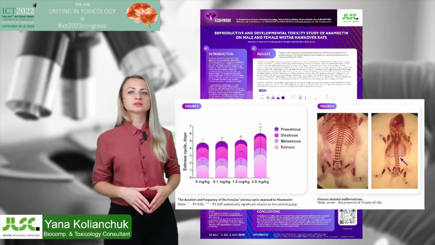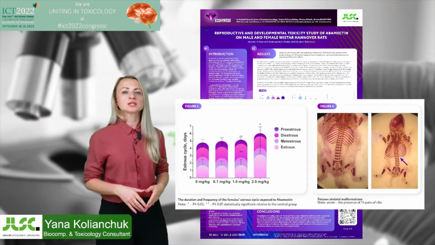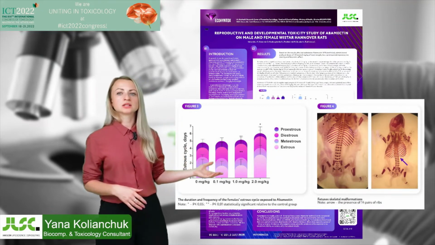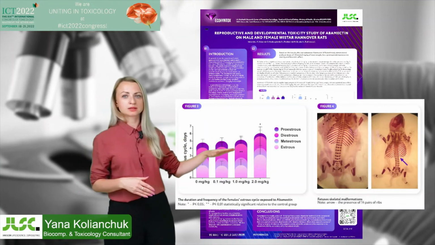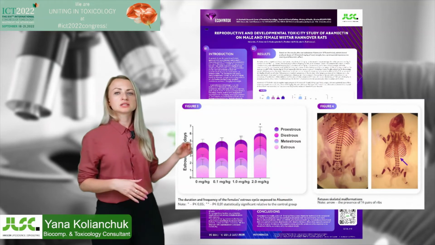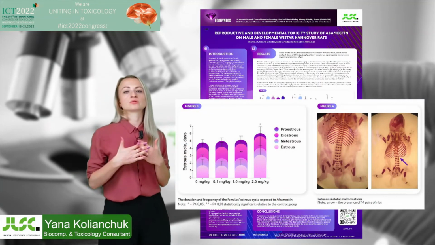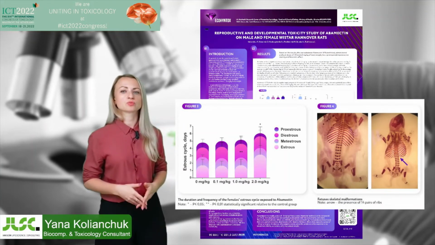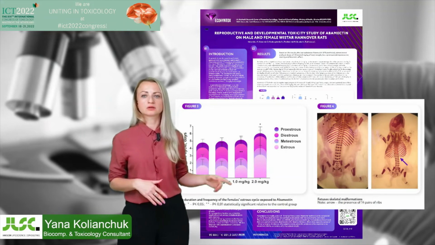Also for females, we provided the evaluation of their estrus cycle. As we can see in figure 3, the duration of the estrus cycle increased dose-dependently. And the estrus stage was increased at dose 1 mg per kilogram, and the duration of the metestrus stage was decreased significantly at dose of 2 mg per kilogram.